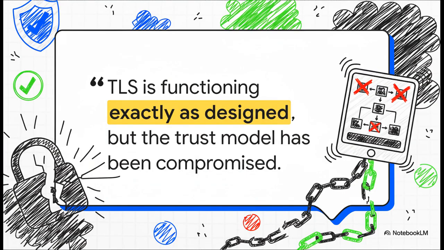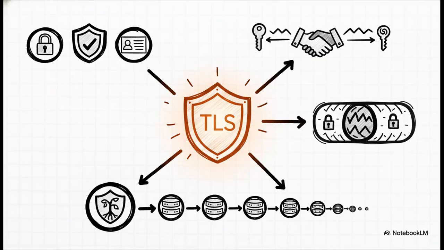And here's the really mind-bending part. In this scenario, the TLS protocol itself isn't broken, not at all. It's actually working exactly as it's supposed to. It's correctly checking a certificate against a trusted authority. The problem is that the trust model itself, the very list of who to trust on your own machine, has been poisoned.